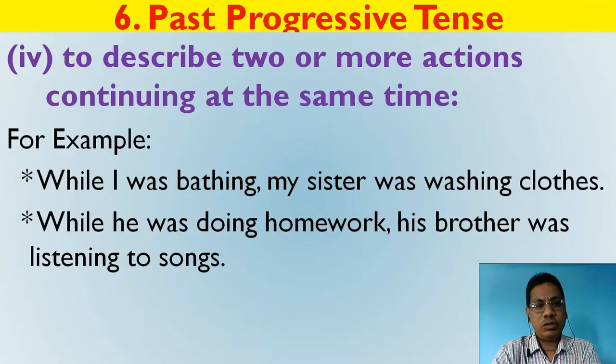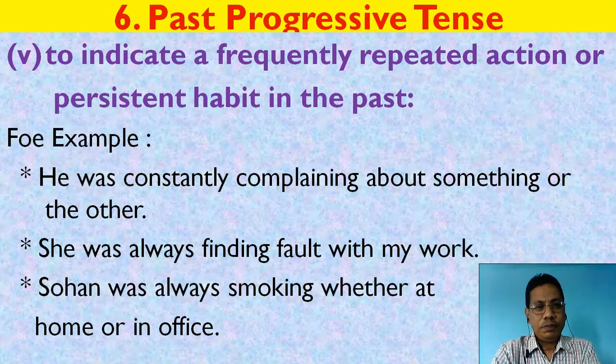Then it is also used to describe two or more actions continuing at the same time. Like while I was bathing, my sister was washing clothes. While he was doing homework, his brother was listening to songs. Then it is also used to indicate frequently repeated actions or persistent habit in the past. For example, he was constantly complaining about something or the other. She was always finding fault with my work.